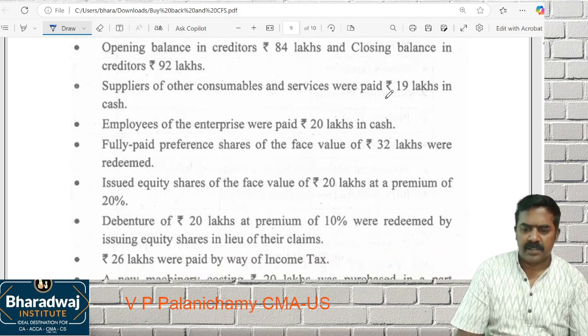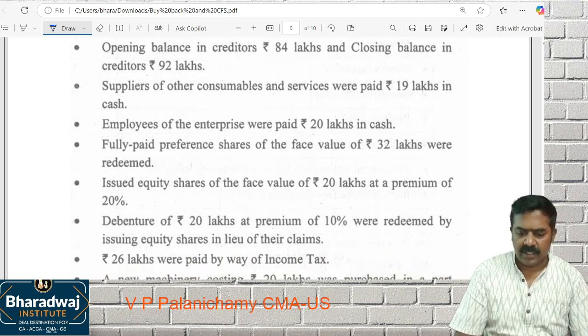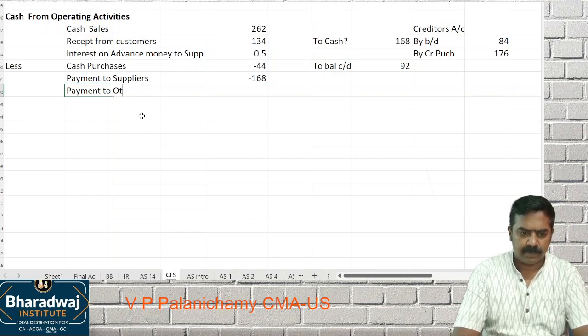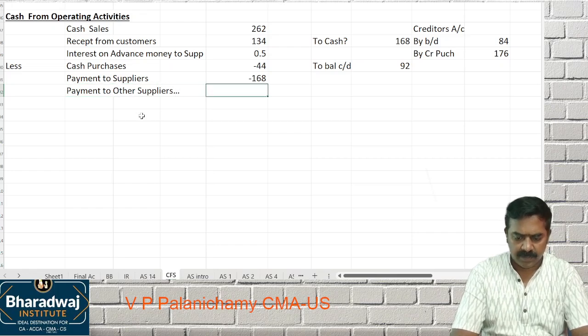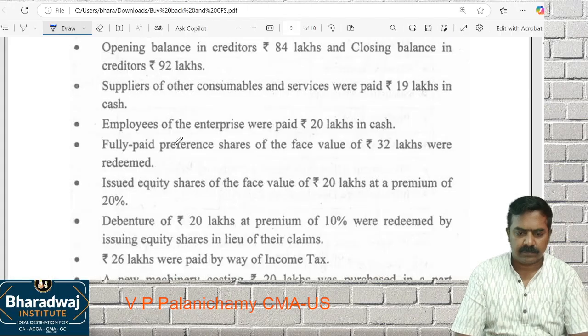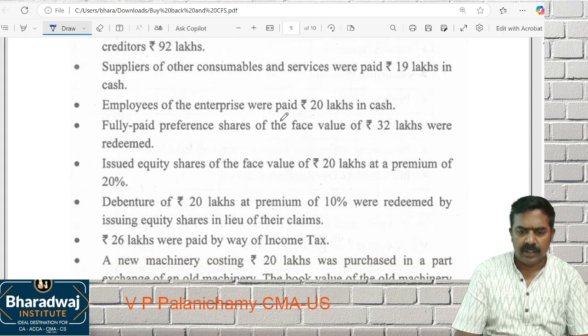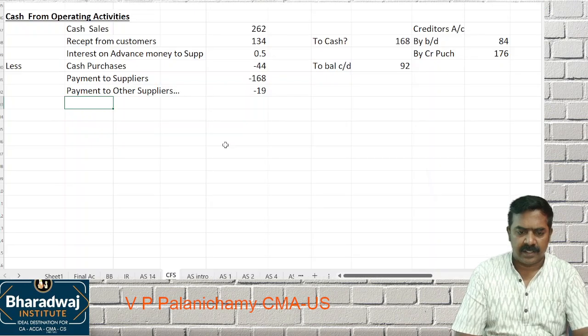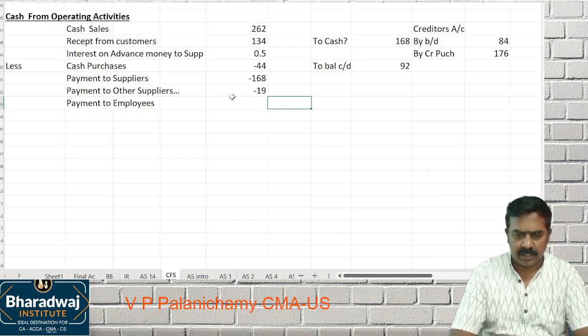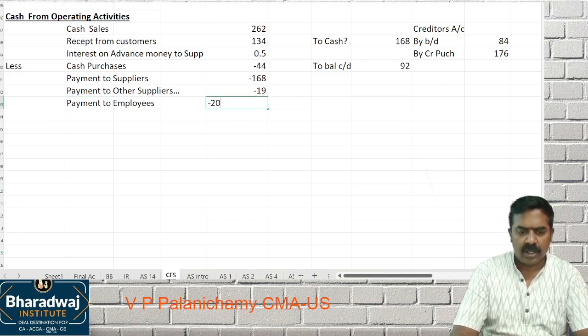Suppliers of other consumables and services are paid how much? 19 lakhs in cash has been given. Payment to other suppliers of consumables. How much have we paid? 19 lakhs we have paid. Then employees were paid 20 lakhs in cash. Payment to employees is an operating activity. How much are they paid? 20 lakhs they are paid.